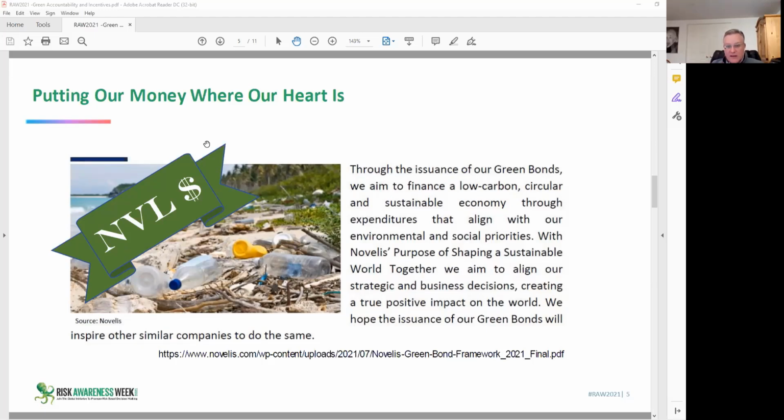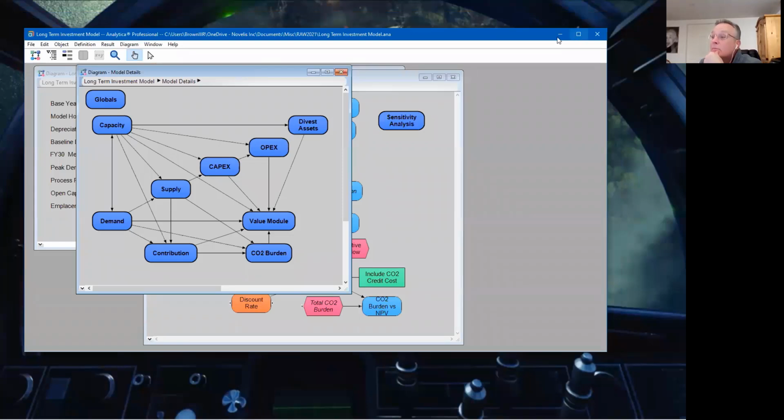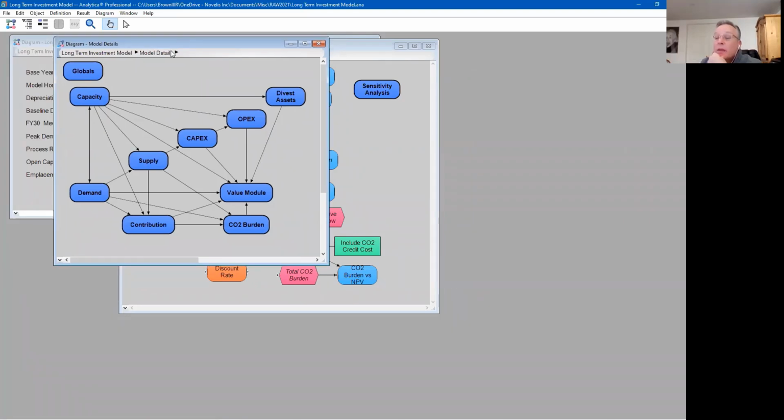So having said that, maybe let me pause here for a moment and ask, are there any questions before I move into the Analytica model itself that I'll show you? Well, if not, I'll start here.